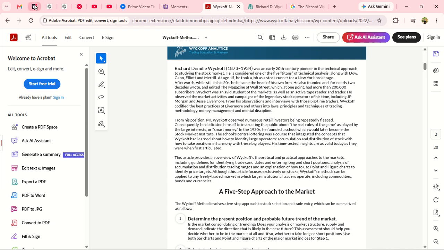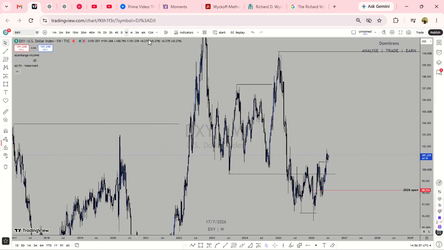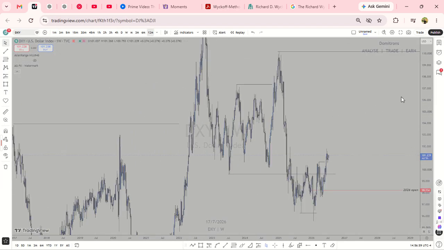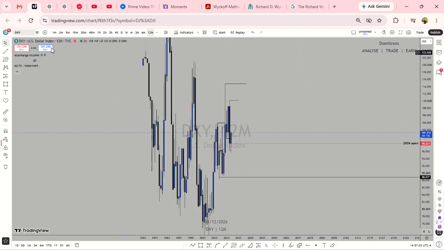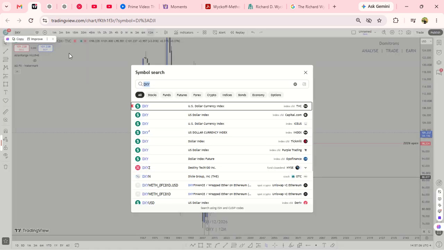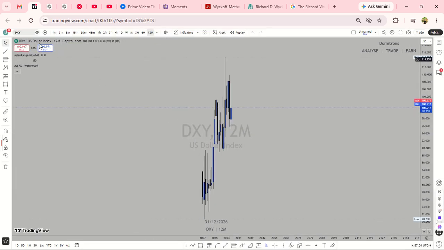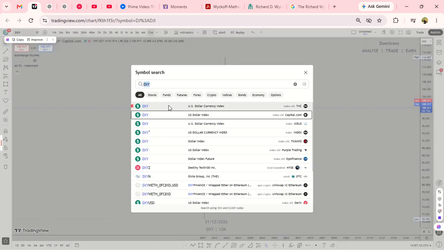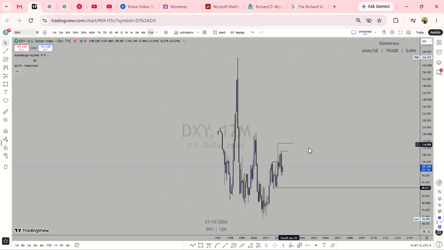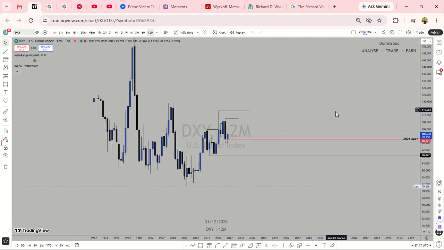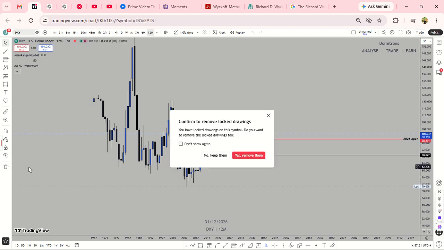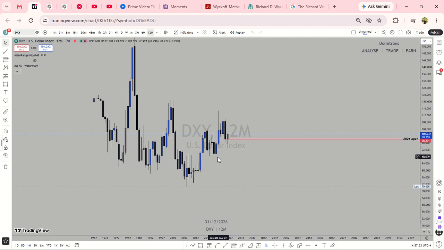Yeah, so going back to the dollar index, I want us to go over to the higher time frame, and we'll be looking at the 12-month time frame. All right, let's use TVC. So this is what we have for the dollar index, and I'll be taking off all my charts except for the red horizontal line.